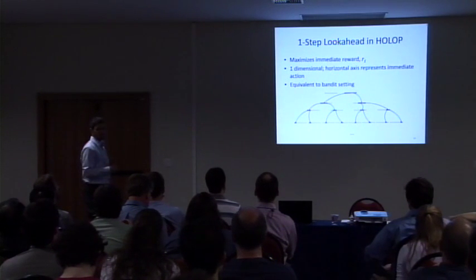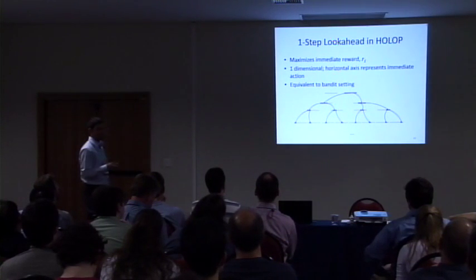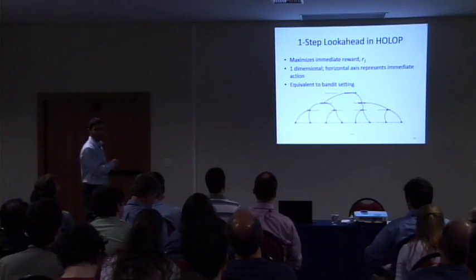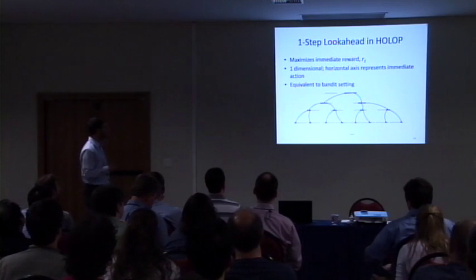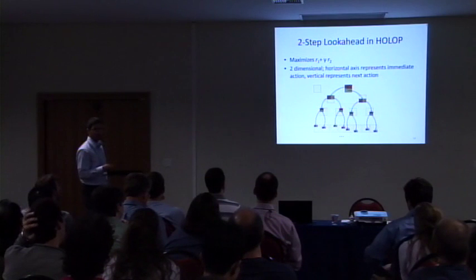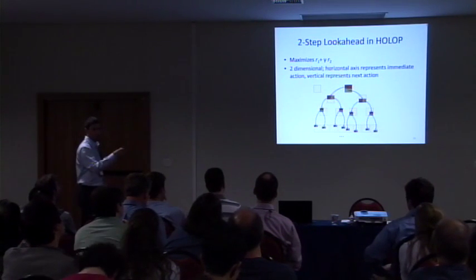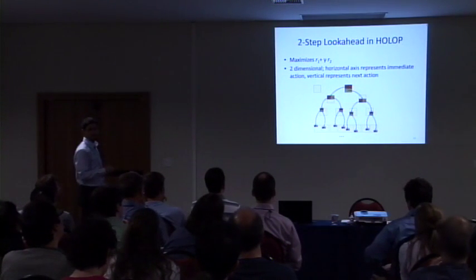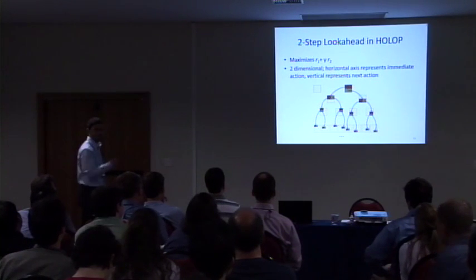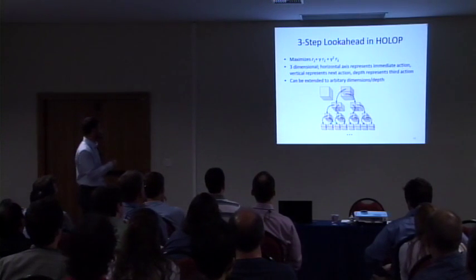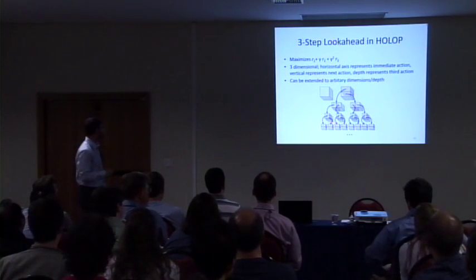If we're doing one step of look ahead, we're just maximizing the immediate reward R1. This is just a one-dimensional function that we're trying to optimize, and it's really equivalent to the bandit setting. So we're not really doing anything special here. But if we're doing 2 steps of look ahead, now we're trying to maximize R1 plus gamma R2, where R1 is the immediate reward we get, and R2 is the reward that we get at the following step. Here the horizontal axis represents the immediate action, and the vertical axis represents the next action we take in sequence. We can keep generalizing this out. If we do 3 steps of look ahead, we're now trying to do optimization in 3-dimensional space.